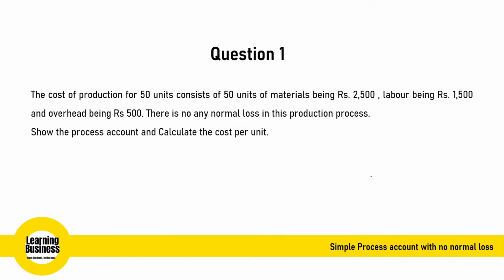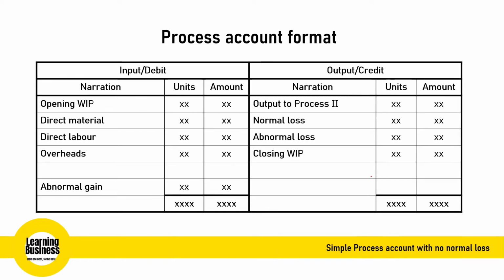So with that understanding, let's go through the format of a process account. A process account should typically look like this. On the left hand side of the process account, you must mention details regarding the input of a particular process. Then on the right hand side, you should include information regarding the output of a particular process. We did go through the types of input and output in our previous video. I will link it here. Just revisit that video as well to get more clarity.